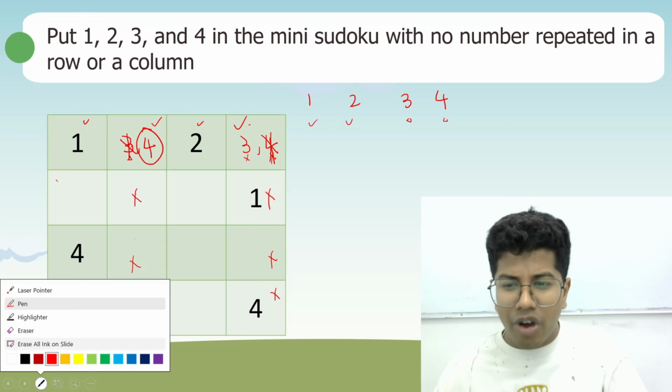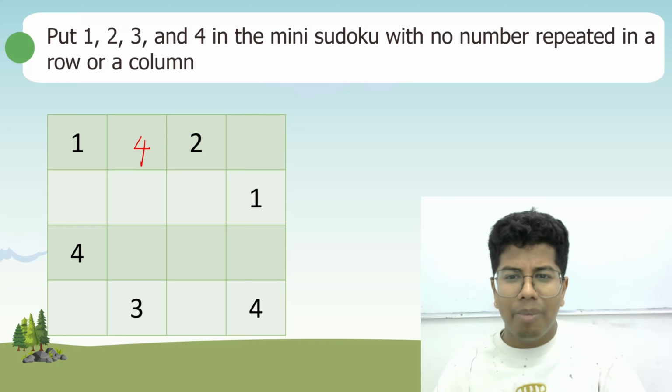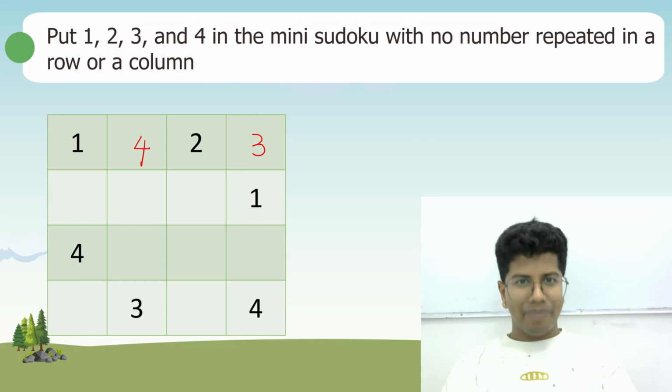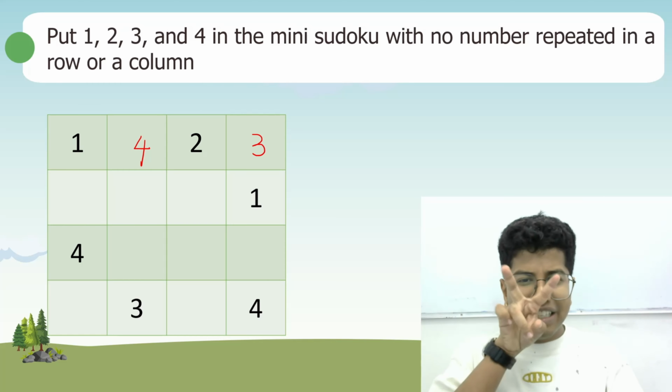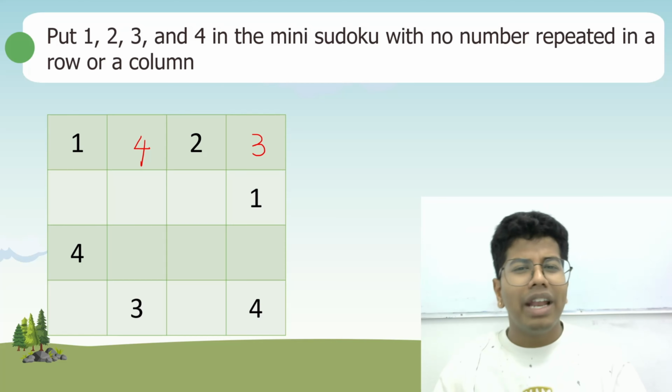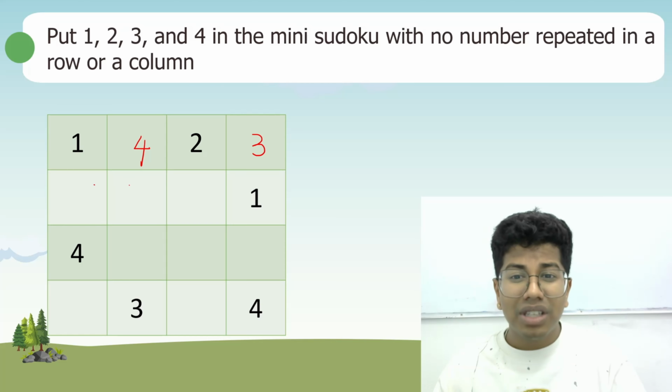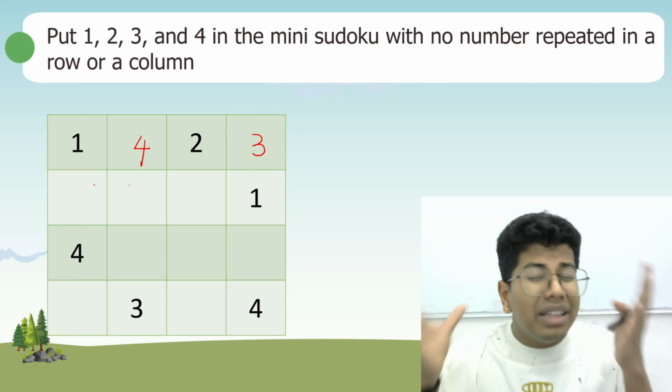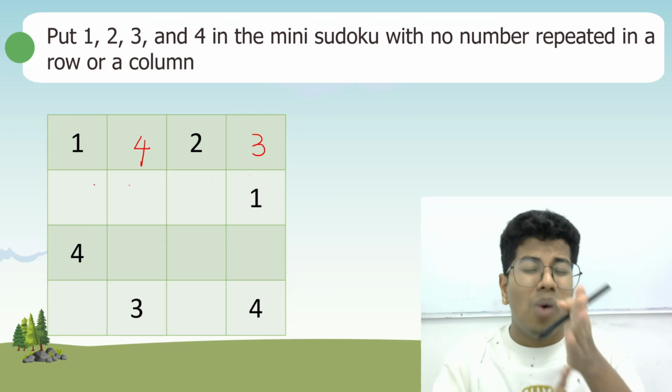So let me erase all the parts and put the original numbers 4 and 3. Now we have filled these 2 parts. Moving on to the next row. Here I have 3 unknowns. Should I fill this part first? 3 unknowns, too many things. Better we try to find out 1 unknown.